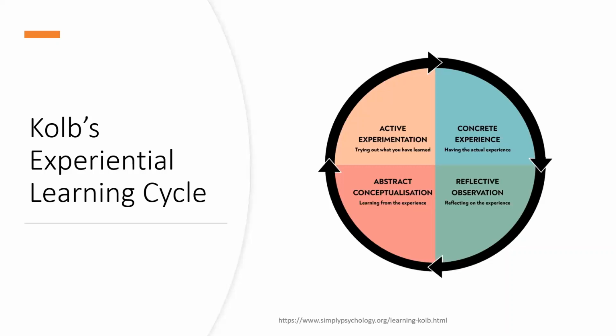And then we have active experimentation. So the final stage involves putting the newly formed concepts and theories into practice. Learners actively experiment with their ideas, theories, and solutions to see how they work in different situations. Then the process repeats. The new concrete experience becomes the basis for further reflection, conceptualization, and experimentation. The cyclic nature of the model emphasizes that learning is an ongoing and iterative process.